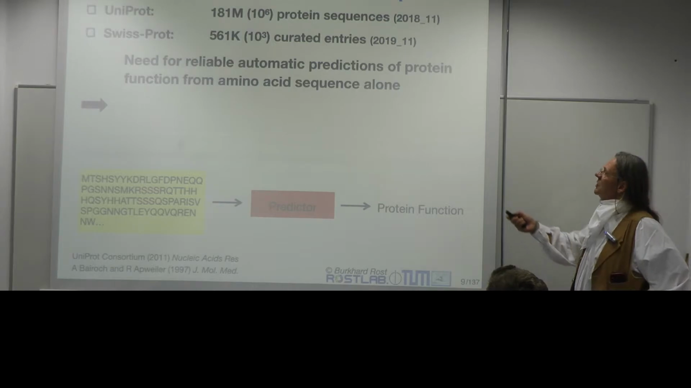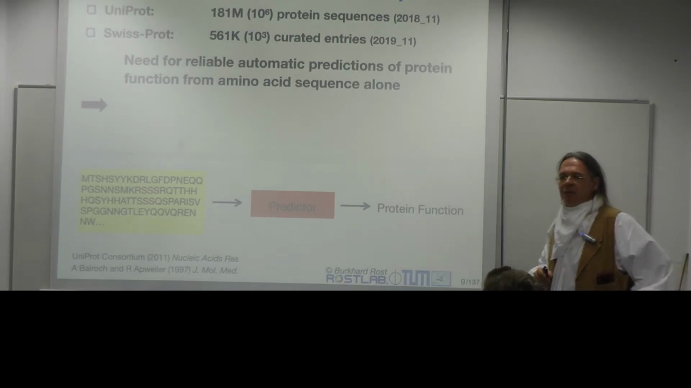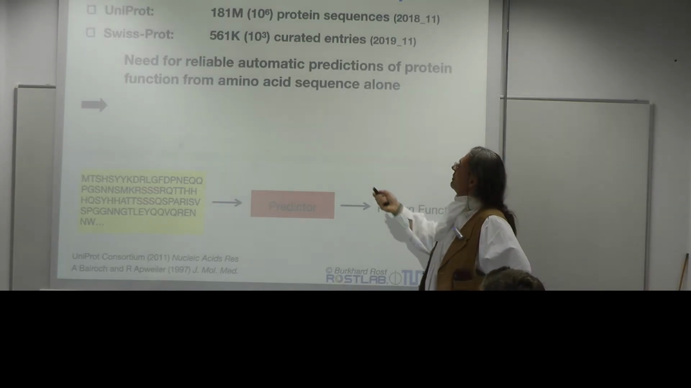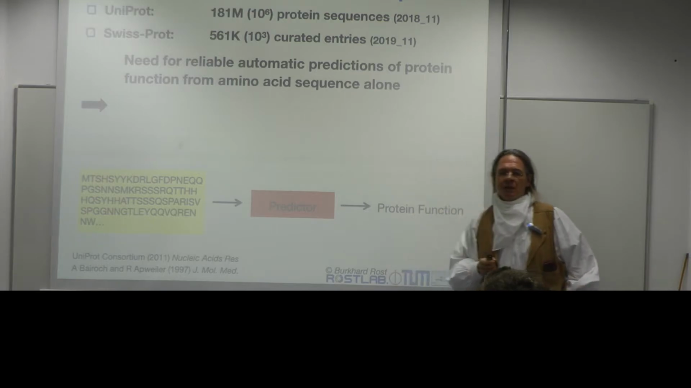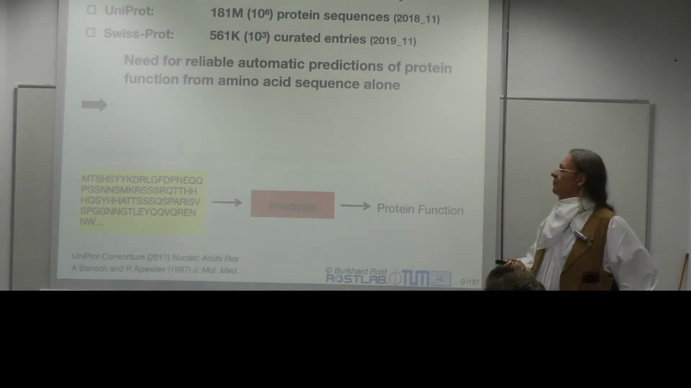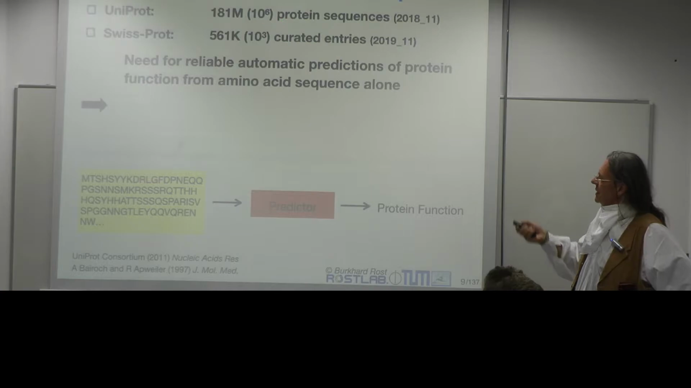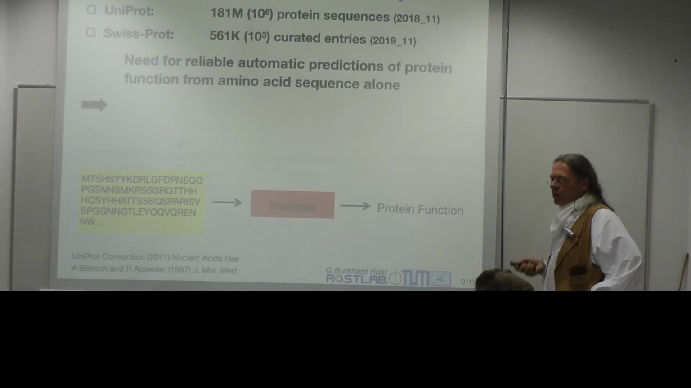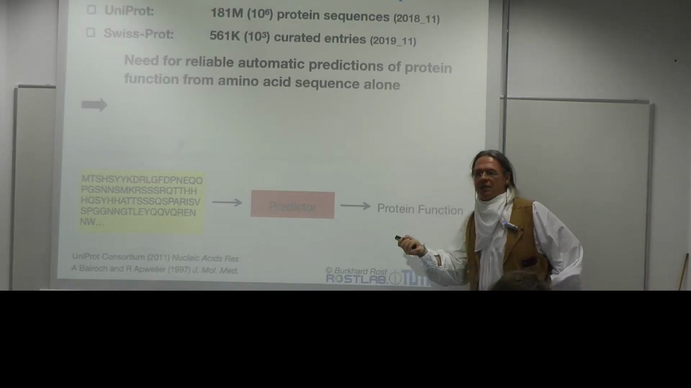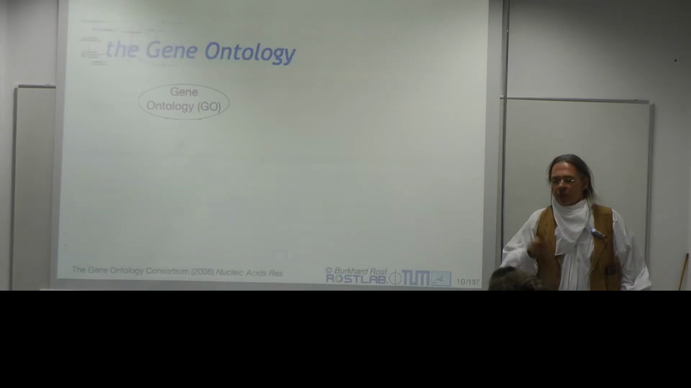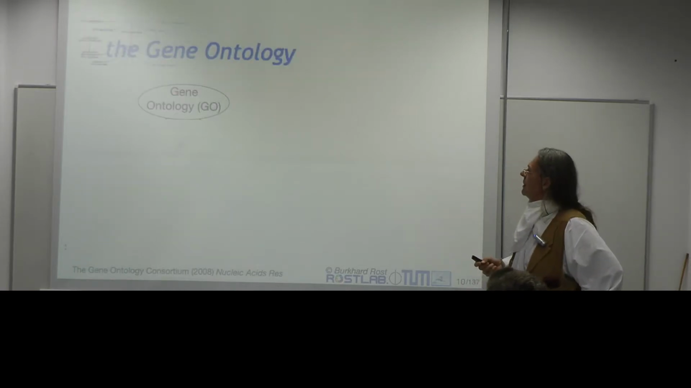In terms of numbers, we have about 180 million sequences for which we know the sequence. We have about 500,000 proteins for which we know something about function. So there's a big gap between these two numbers, and there's no automated method yet that completely bridges this gap for all proteins. Protein function is something that happens on different levels.